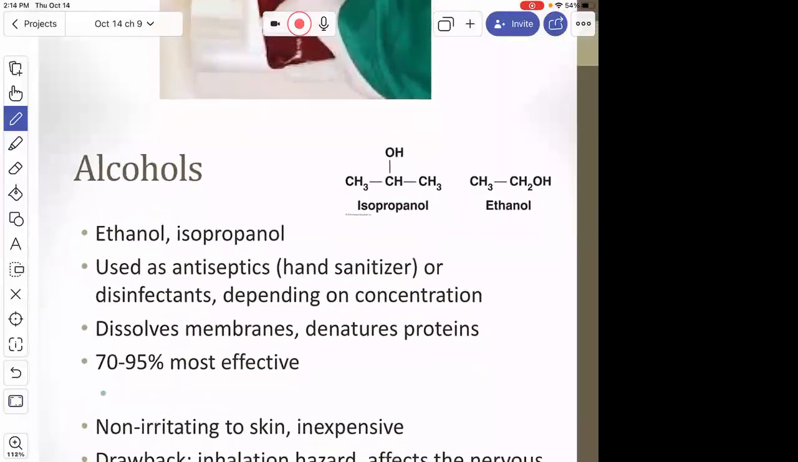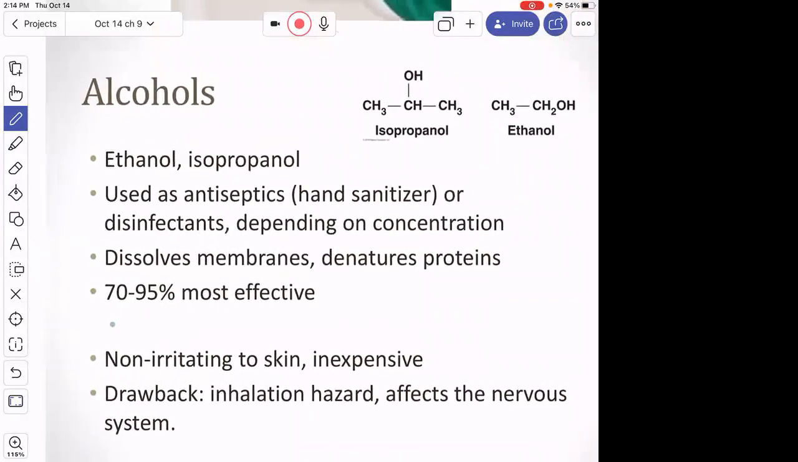All right, so we just have a couple chemicals to finish up for next time, and then we're going to get into our antibiotics.